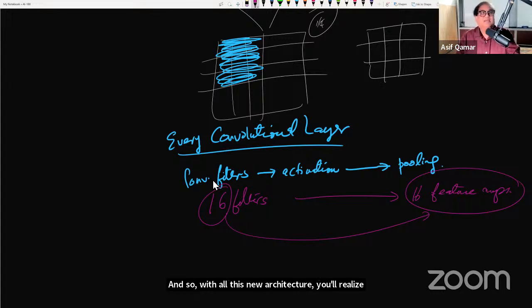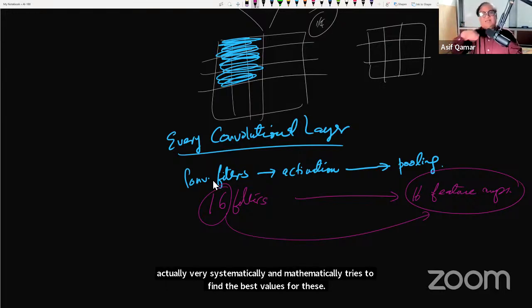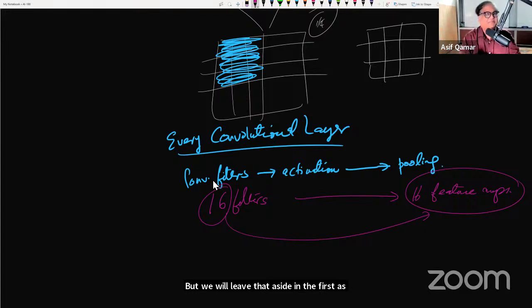With all these neural architectures, you'll realize that they are all infested with hyperparameters. There are lots of things that the machine cannot tell you the best of. Well, that's only half the story. Recently, there has been the emergence of a field called neural architecture search and Bayesian optimization, which very systematically and mathematically tries to find the best values for these. But we will leave that aside. In the first standard version, let us just assume that these are hyperparameters, and you get to decide.